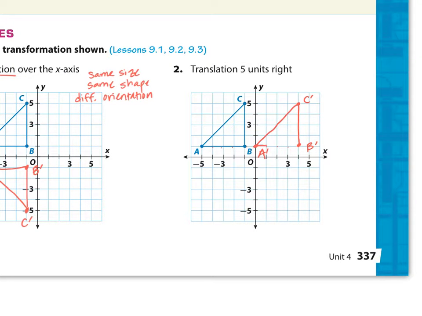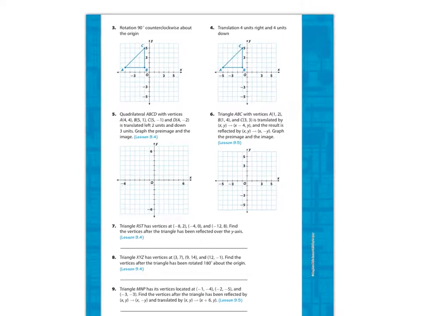And the properties of a translation are that we have same size, same shape, and also same orientation. Really, the only thing different here is the location of the shape. Okay, number 3.